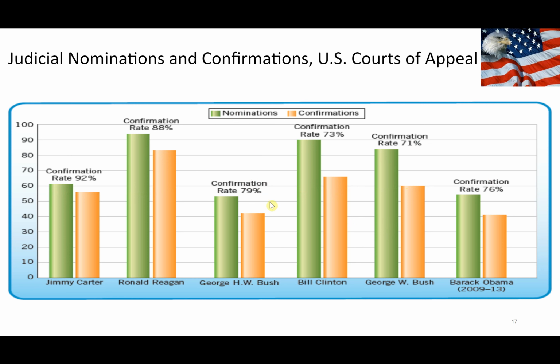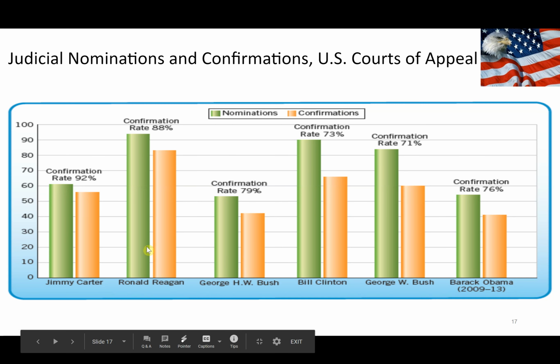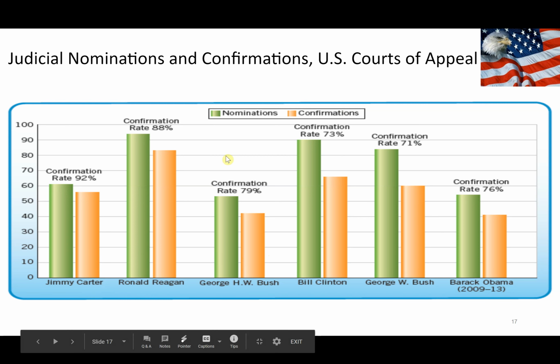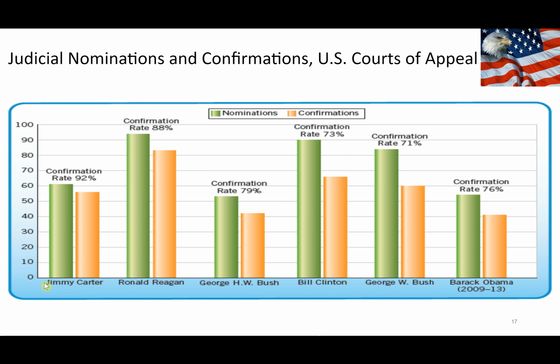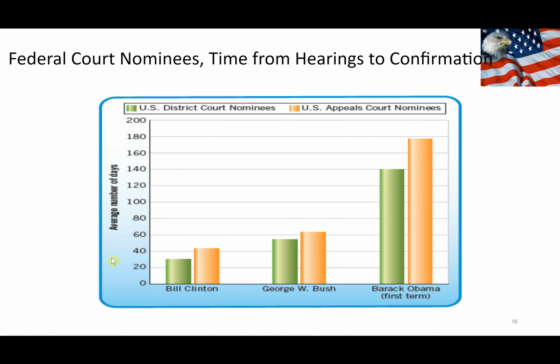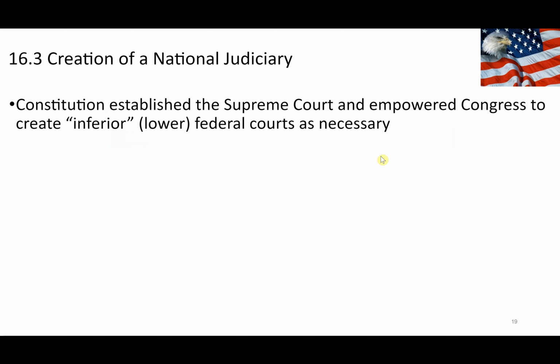Now, interestingly, I'm actually wondering why George H.W. Bush's was significantly lower than Reagan's. Actually, this is personal, and I wonder why Carter's was so high, considering the fact that he was not exactly as well liked as, say, Reagan. You also get a significant increase in the time in the confirmation process. The amount of time it takes from hearing to confirmation has significantly increased.